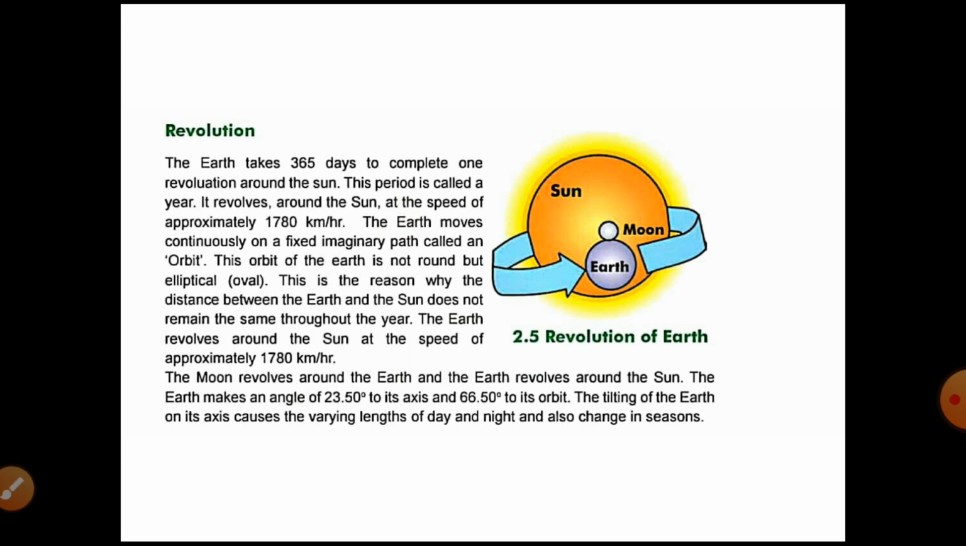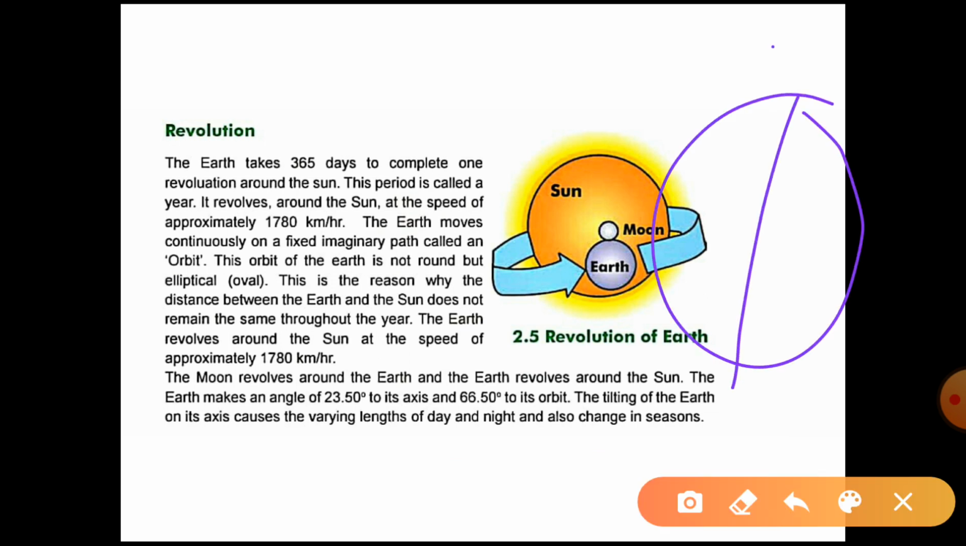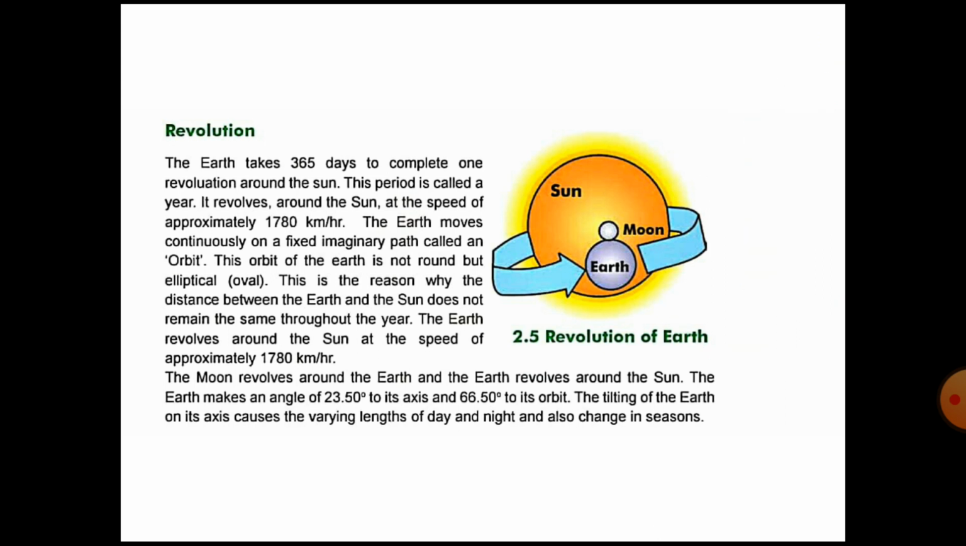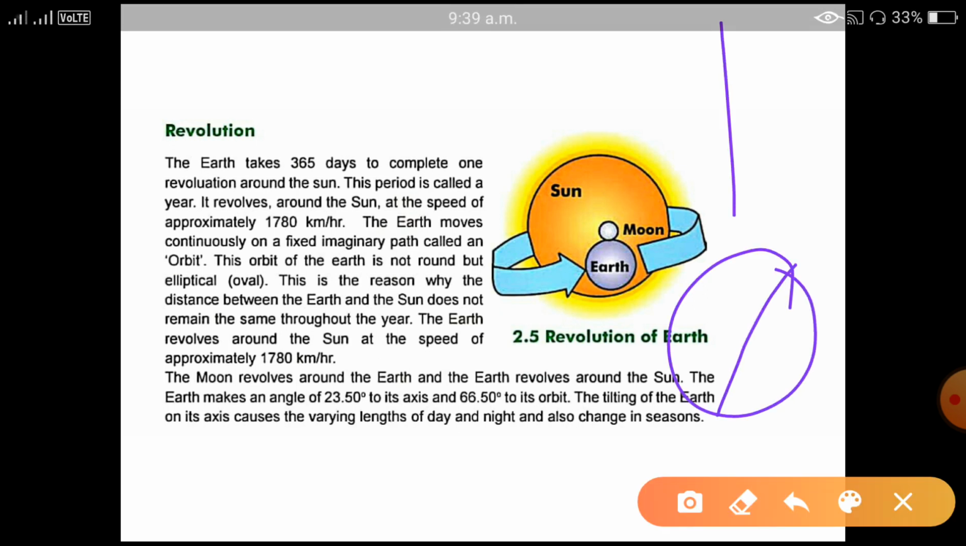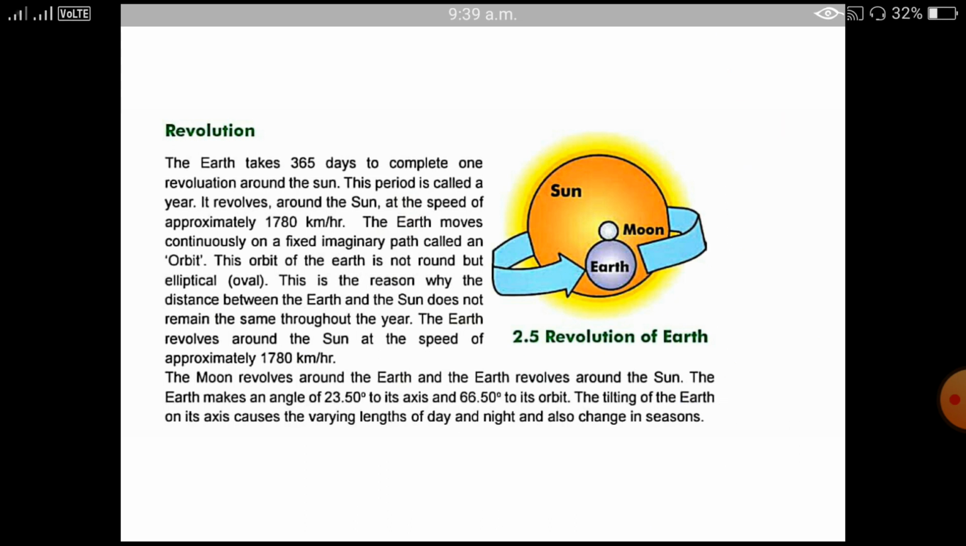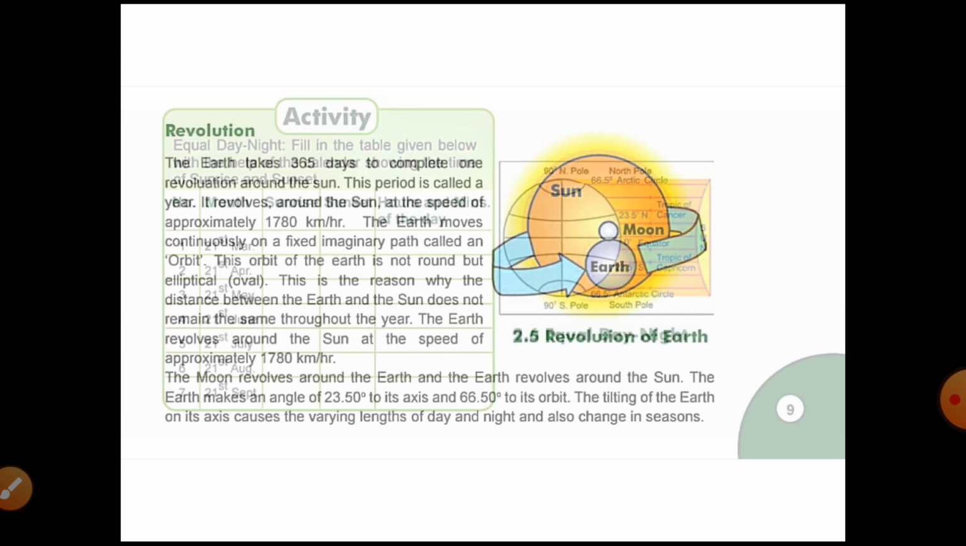The tilting of the earth on its axis causes the varying length of day and night and also the change in season. Tilting means what? It is not straight. For example, here is the North Pole. Okay, so it's not straight, it's tilted. Tilted means this one. Not straight, it's tilted. So because of the tilting of the earth on its axis, it causes the varying length of days and nights and also the changes in season.